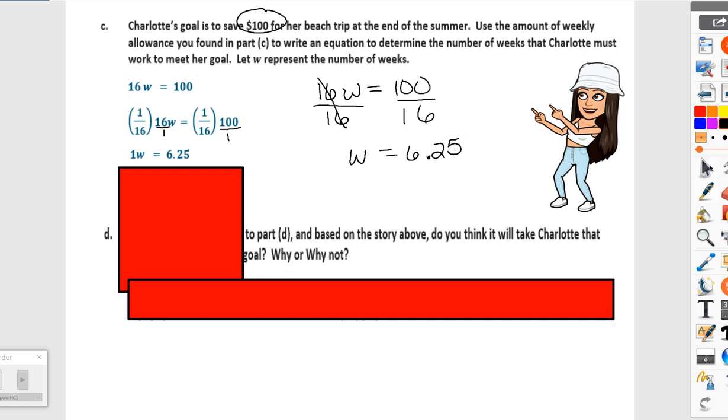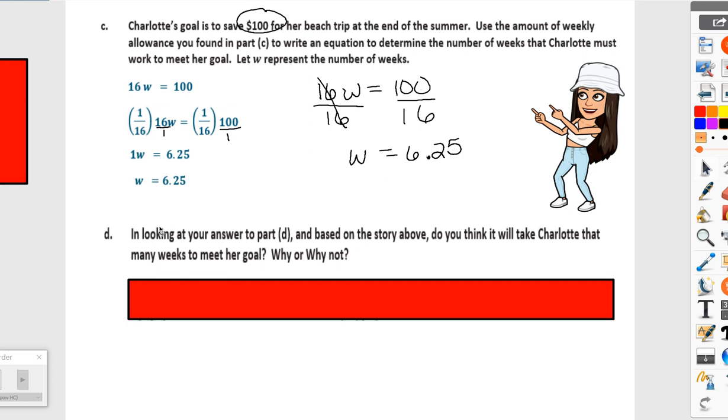Now, my question for you is, it says in your answer to part D, and based on the story above, do you think it'll take Charlotte that many weeks? I think we're missing a word. And based on the story above, do you think it'll take Charlotte that many weeks to meet her goal? Why or why not? Can she get her goal? Okay, that's the essential. How many weeks is it actually going to take her?